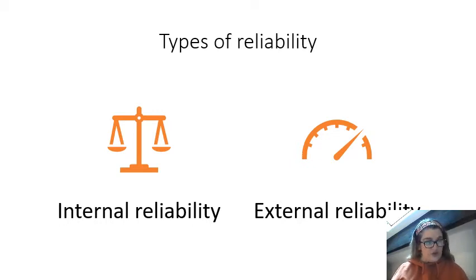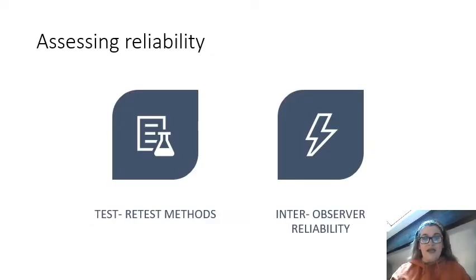Okay, so if we turn over now to page 62. What we're going to be looking at now is how do we know that our research is reliable, whether it's an experiment or a closed questionnaire. And in the exam, you could be asked how a researcher could test that their research is reliable. How could they assess that it's reliable? Okay, the first one that we're going to be looking at is test-retest methods.